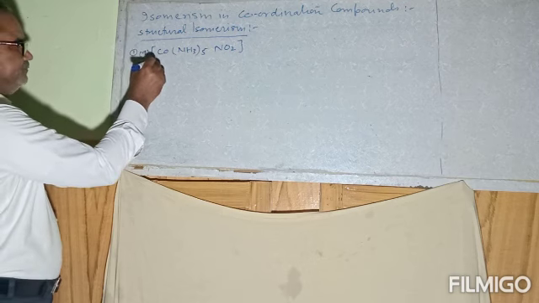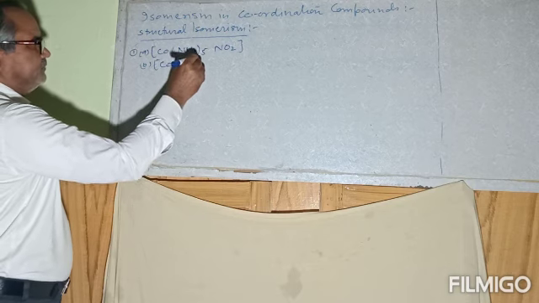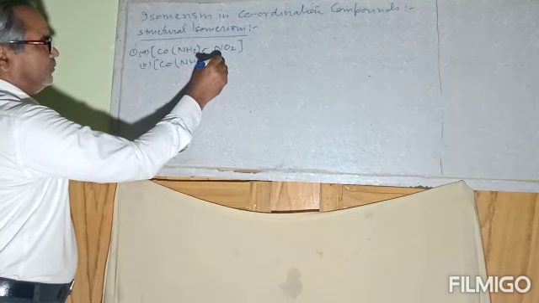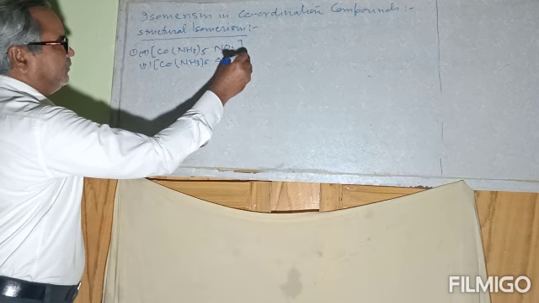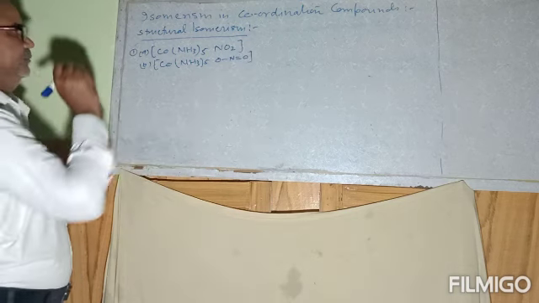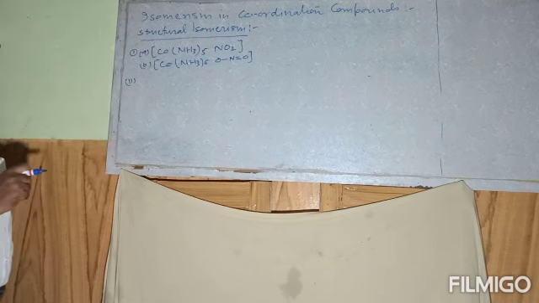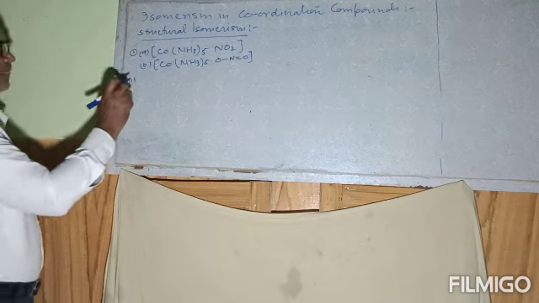And cobalt, NH3 whole 5, O single bond N double bond. Other example of another type of structural isomerism shown by coordination compounds.